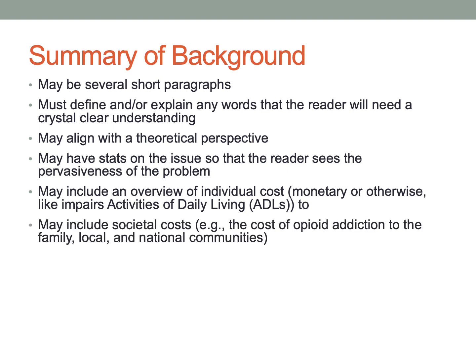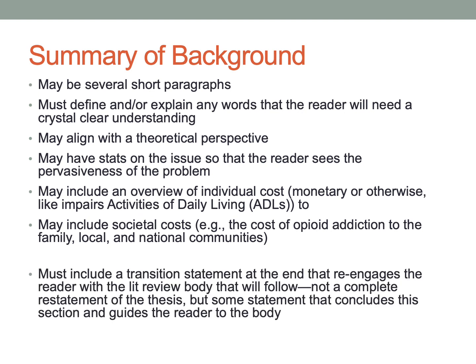You could include a societal cost. How much is it costing us through medical care, through individual persons' finances, through other ways? How is this costing at the individual or societal level? And then key is this transition statement that signals to your reader that you're now getting into the body of that review of literature. And this may take a little bit of work and practice to get this transition statement.